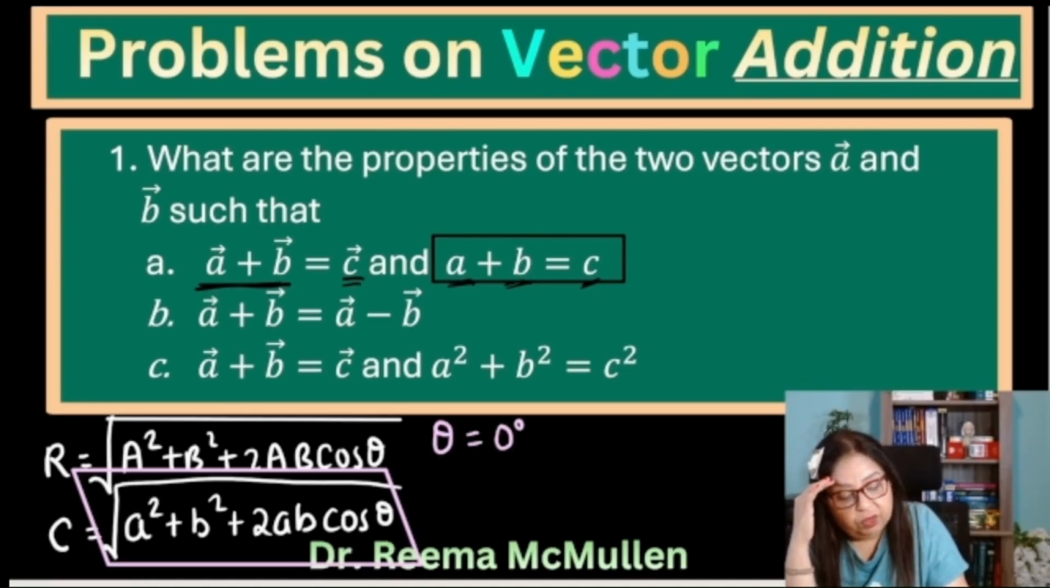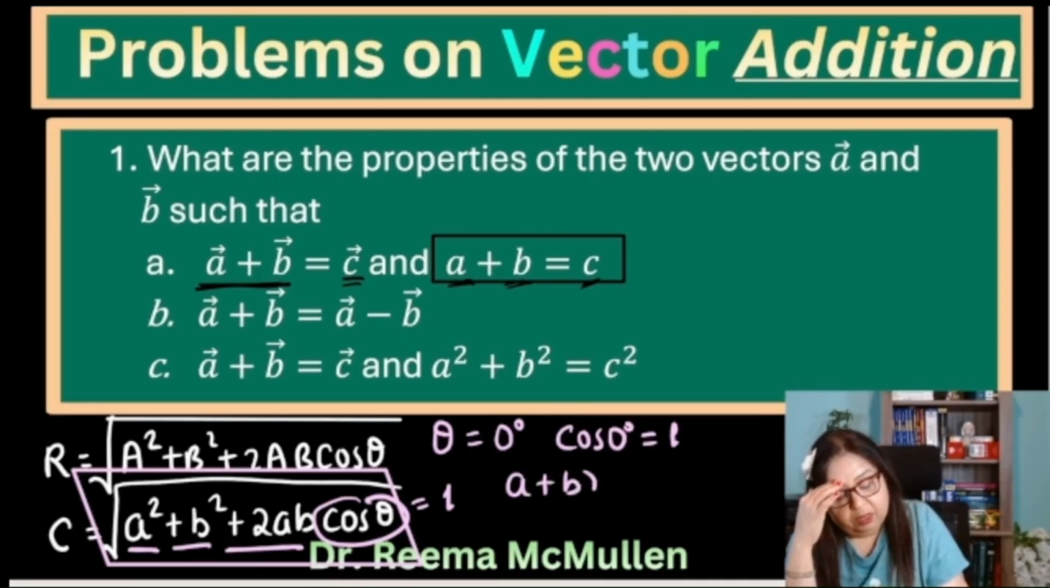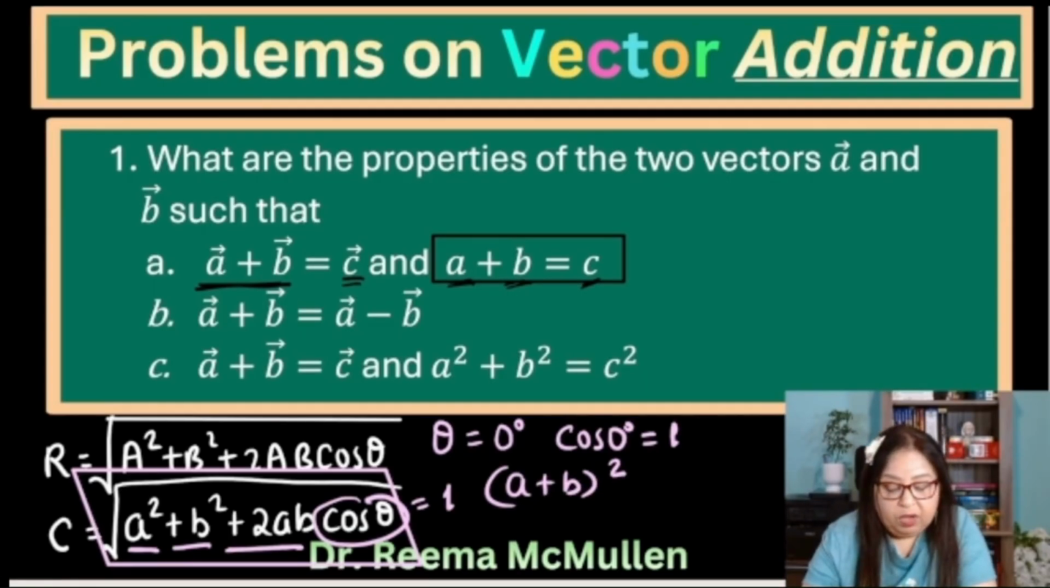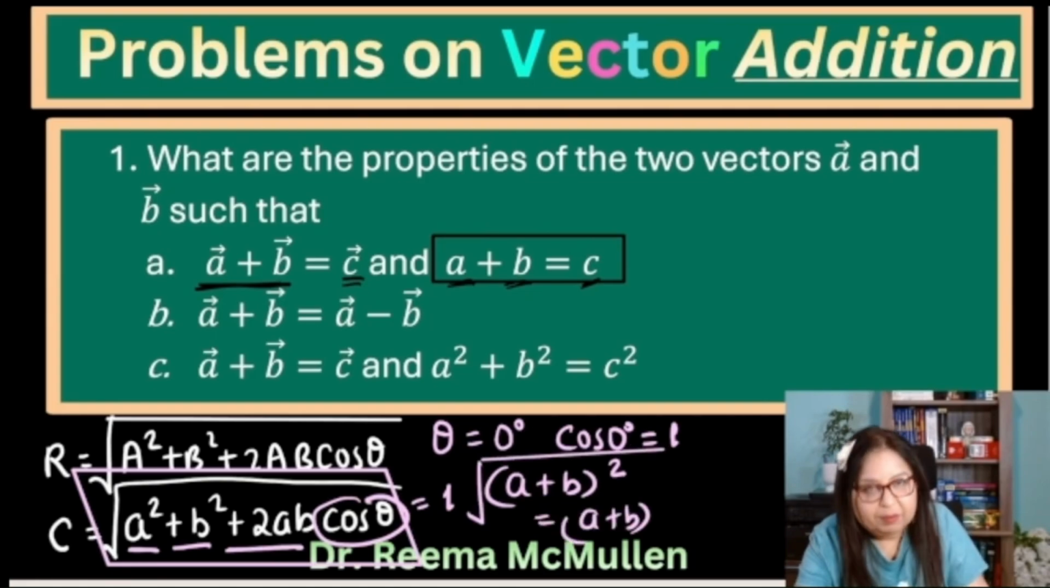When theta is equal to 0 degrees, cosine 0 degrees is 1. What will this become? A squared plus B squared plus 2AB. Why? Because this cosine theta will be equal to 1. So this A squared plus B squared plus 2AB is equal to a plus b squared, right? So now you have the square root of a plus b squared, which is equal to a plus b.